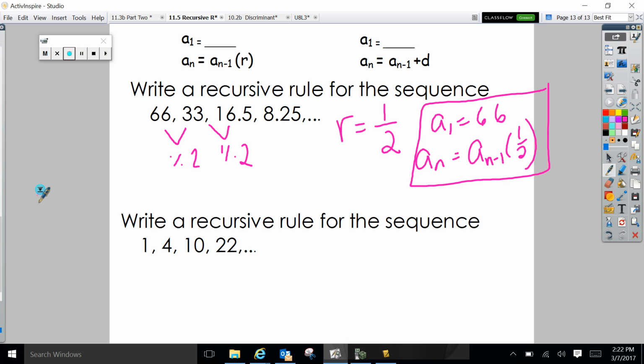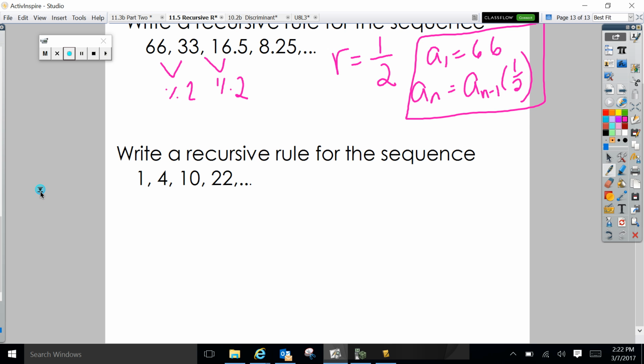This sequence is not as obvious because from 1 to 4, you're adding 3, but from 4 to 10, you're adding 6, and from 10 to 22, you're adding 12. So you're not adding the same amount every time, so it's not arithmetic. It doesn't appear to be geometric right away because we're not multiplying by the same thing every time. 1 times 4 is 4, but 4 times 4 is 16. But down here, you are multiplying by 2 every time. So there's a little bit of a geometric pattern.